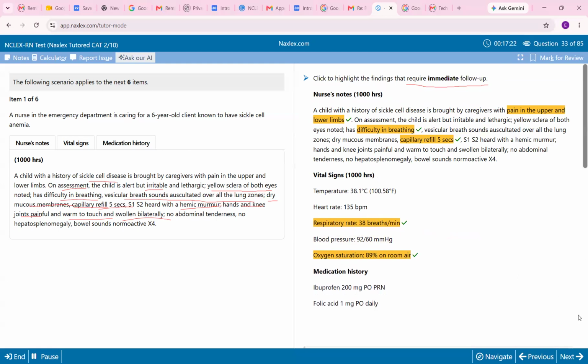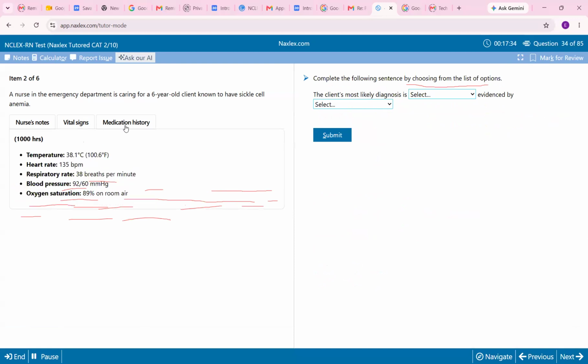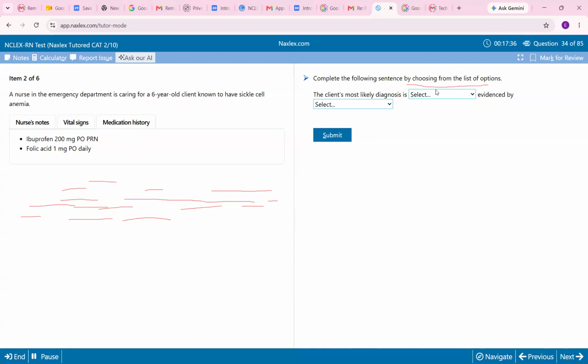Okay, so it is good, Ambarasu. Your analysis was good. Next is Veena Chechi's turn. We already know the nurse's notes, vital signs, and medication history. So what is the question? Can you please read it and choose the answer? Complete the following sentence by choosing from the list of options. The client's most likely diagnosis is dash, evidenced by dash.